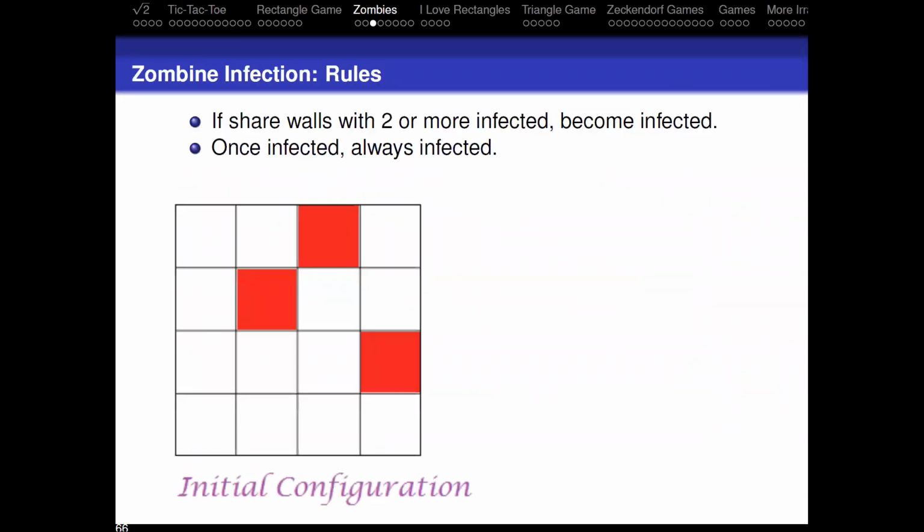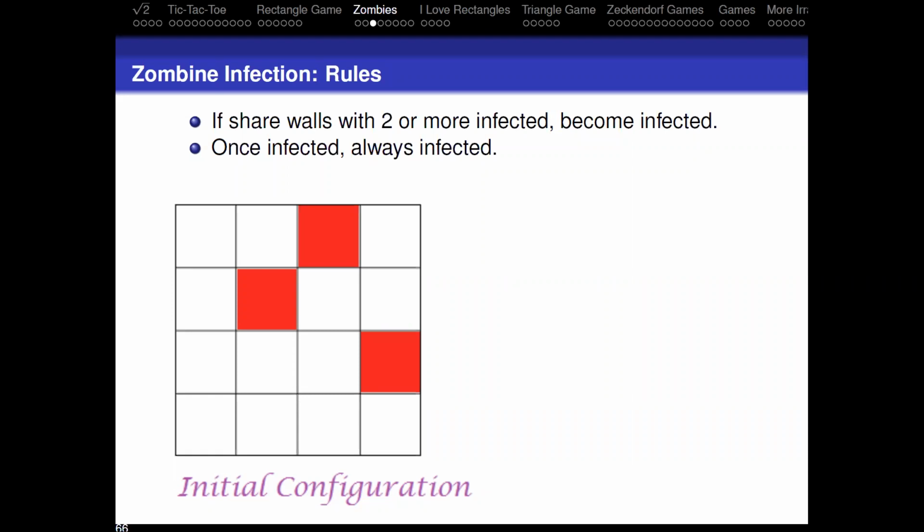So if you share two walls with an infected cell, you become infected. And once infected, you are always infected. If you look at this, do you see how there are three cells that are infected? Which uninfected cells will become infected because they share at least two walls with infected cells?